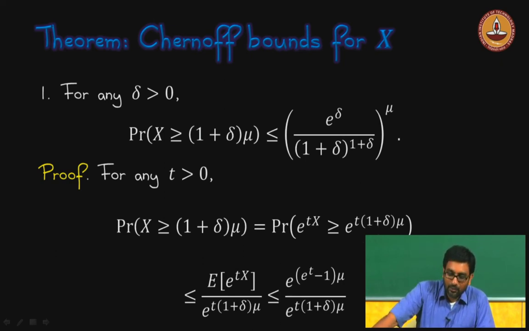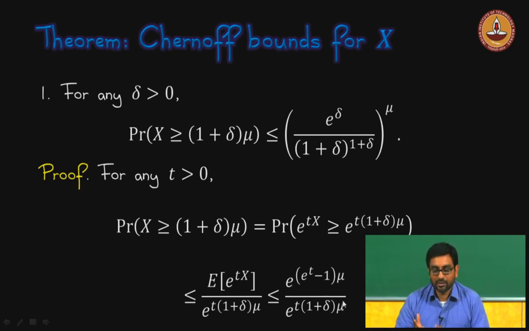That is, you get expectation of e to the tx divided by the right hand side of this event. Okay. But we already know this. Remember, just a few slides ago we derived the moment generating function for the random variable x, and that is nothing but e to the power e to the t minus 1 times mu. If you recall, we did that. Okay. So, I am just applying that over here. So, you get this form over here.